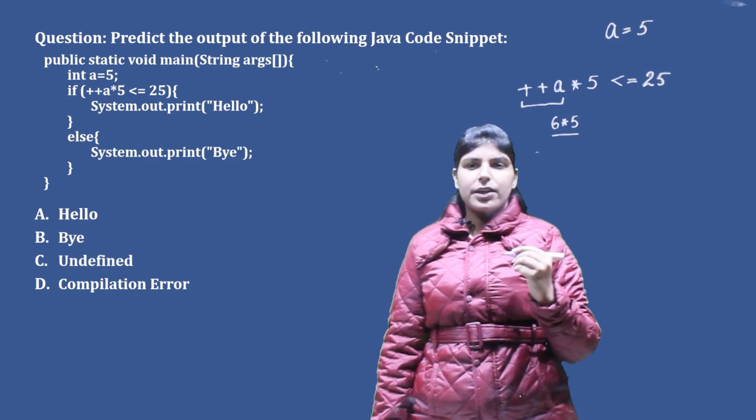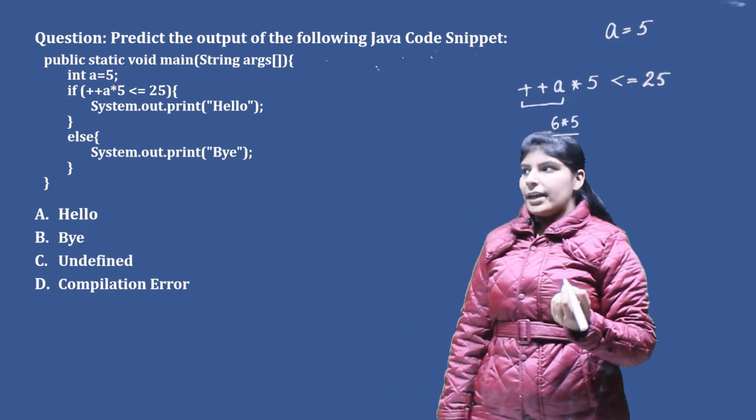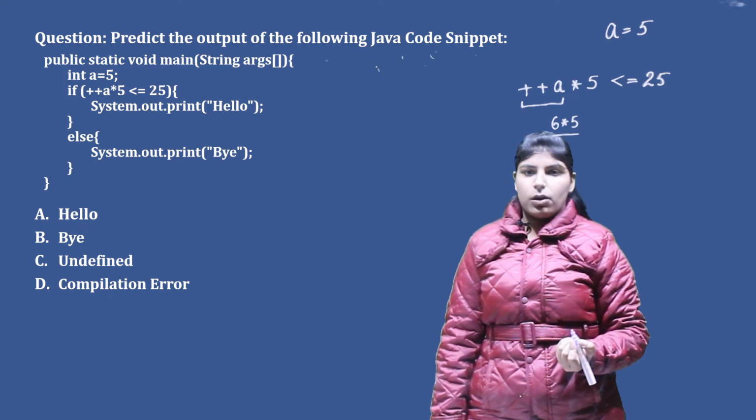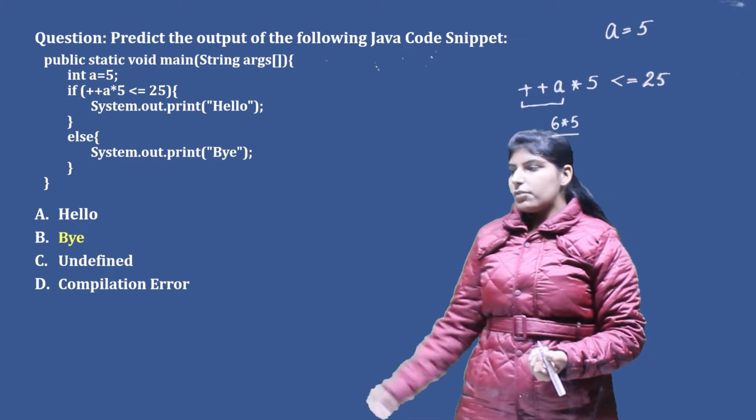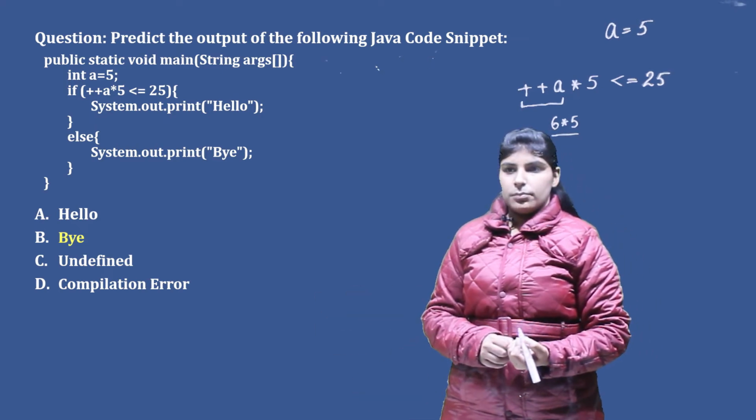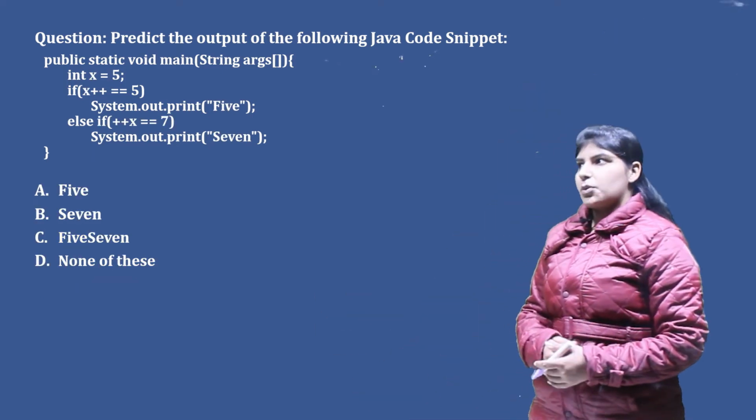30 less than or equal to 25, the condition is false. So I will not enter the if block, I will go to the else block. So in the else block, I will print bye on the screen. So the output of this code is bye. So now let us see the next question.